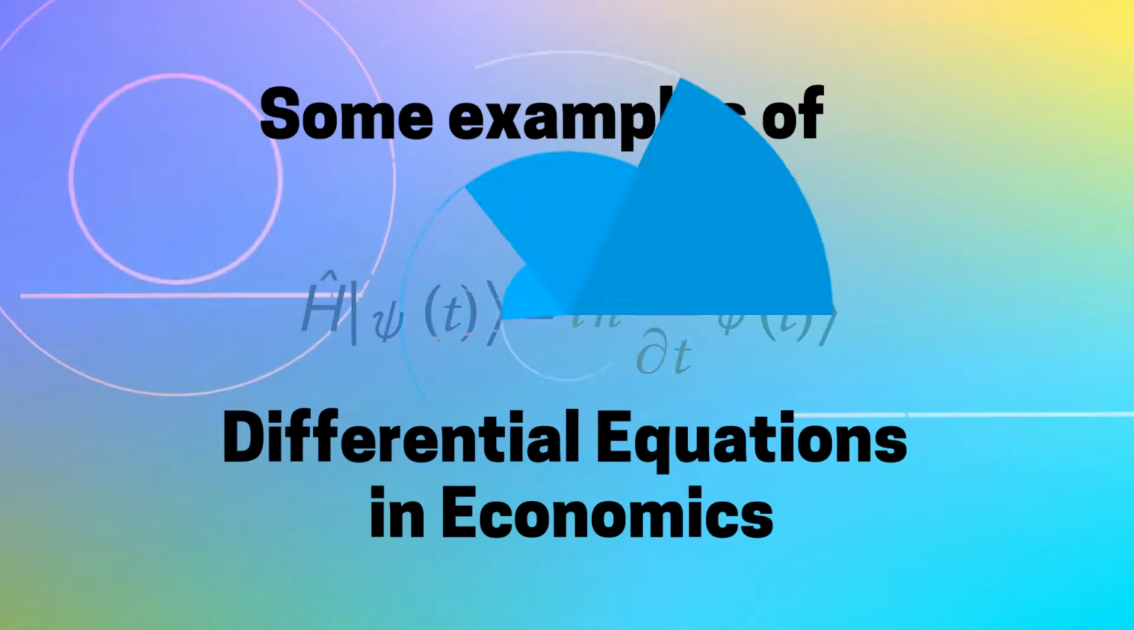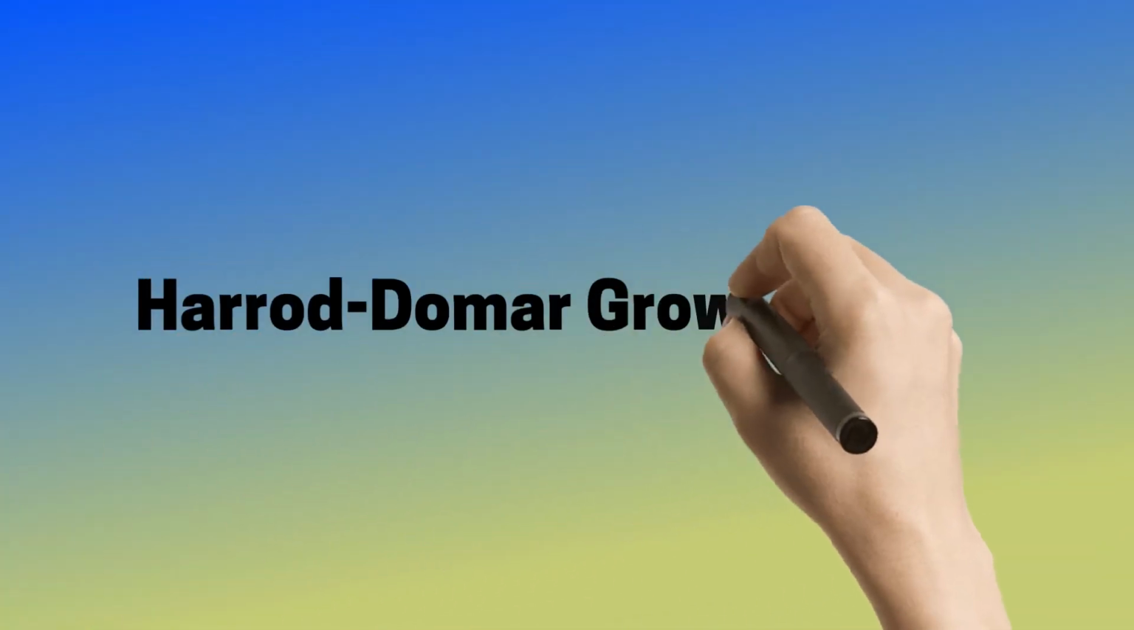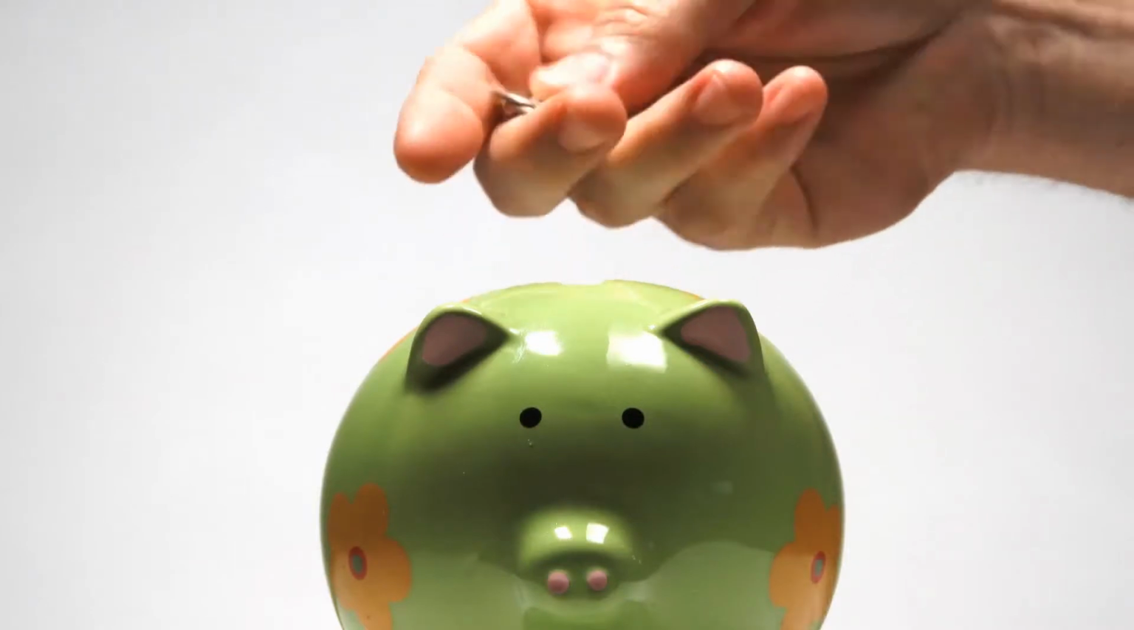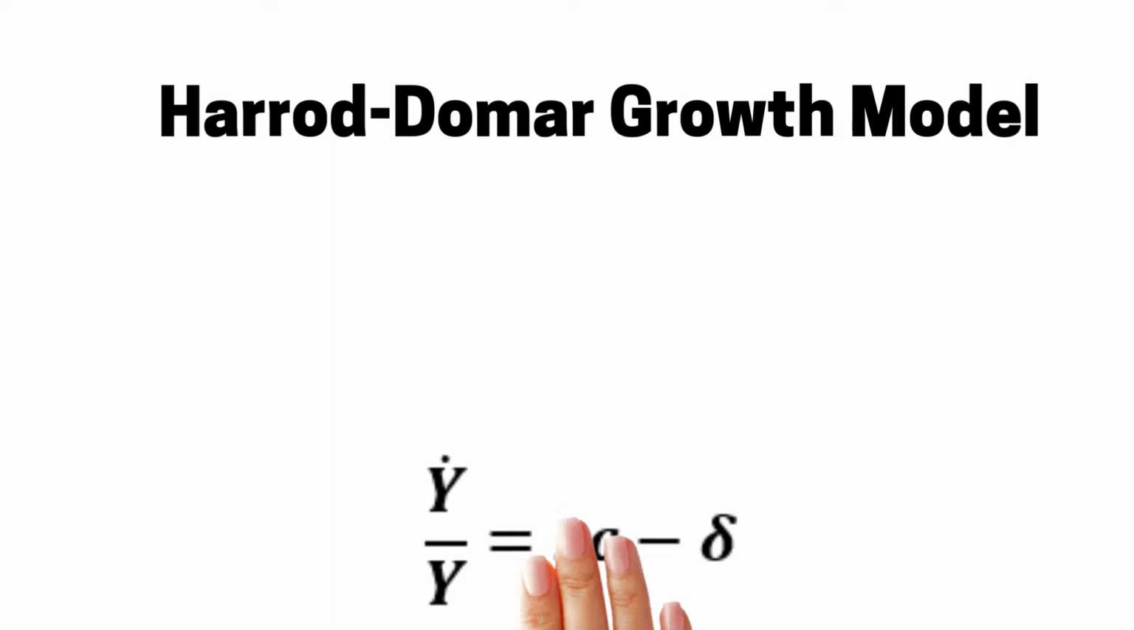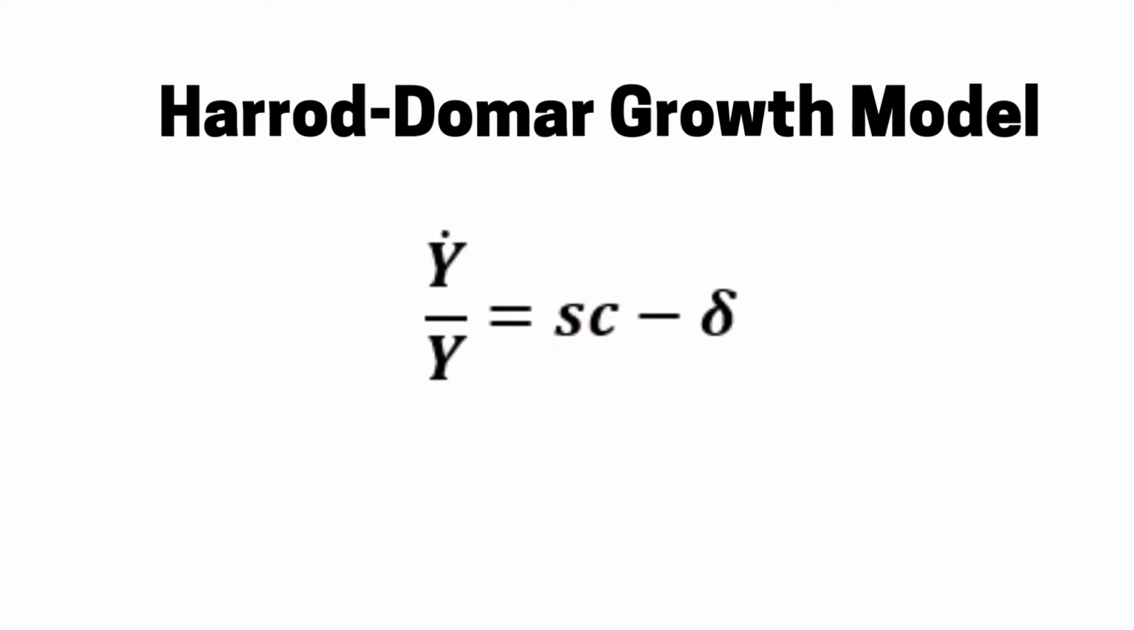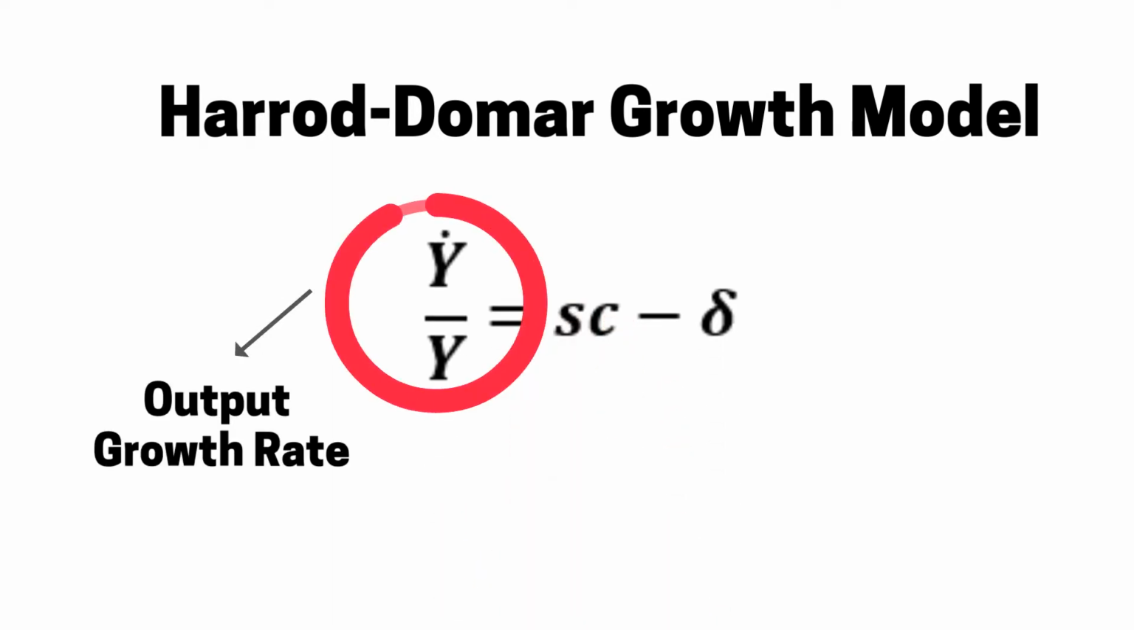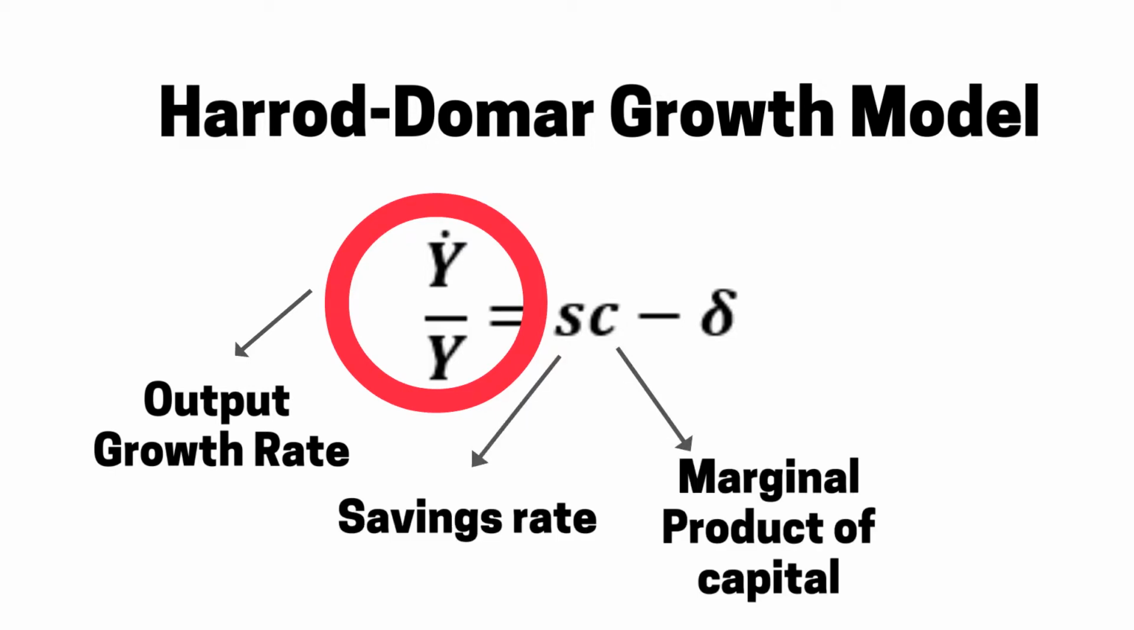You must have heard about the Harrod-Domar growth model. This model explains the economy's growth rate in terms of levels of savings and productivity of capital. This is the Harrod-Domar growth model. Y dot divided by Y is the output growth rate, S is the savings rate, C is the marginal product of capital, delta is the depreciation rate.